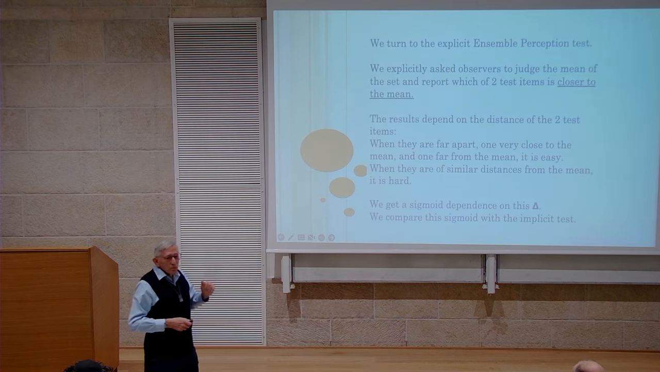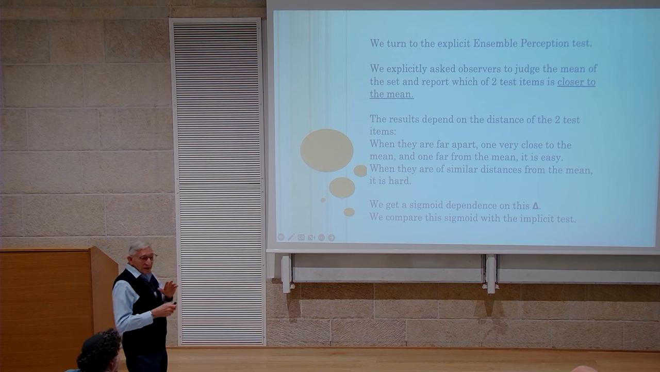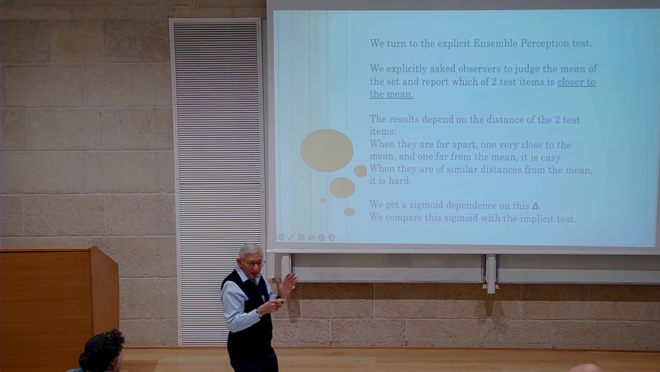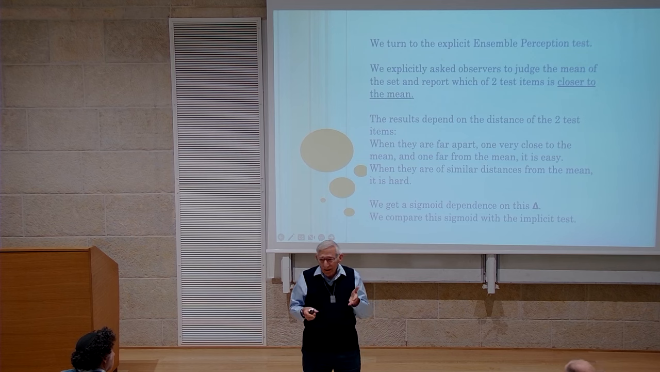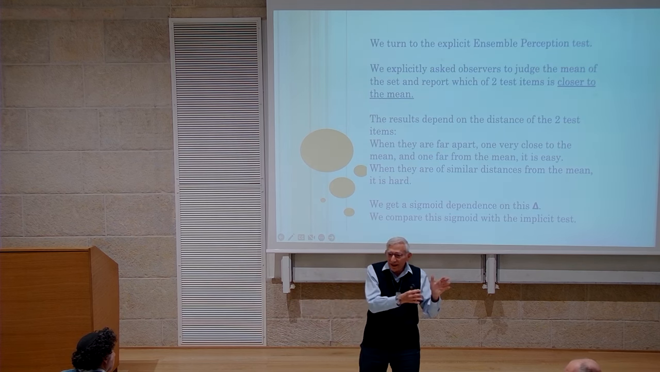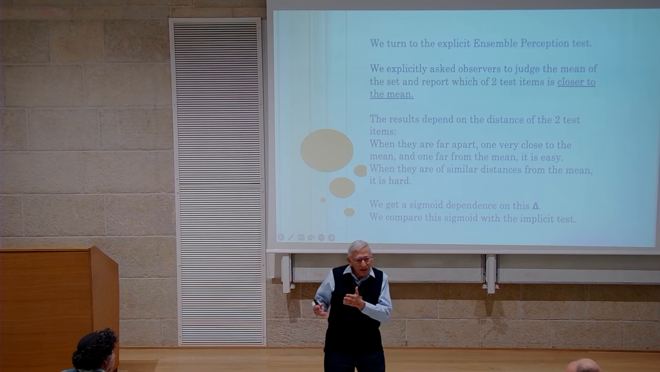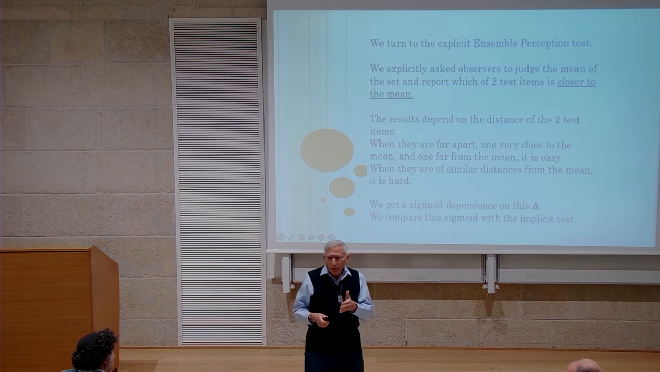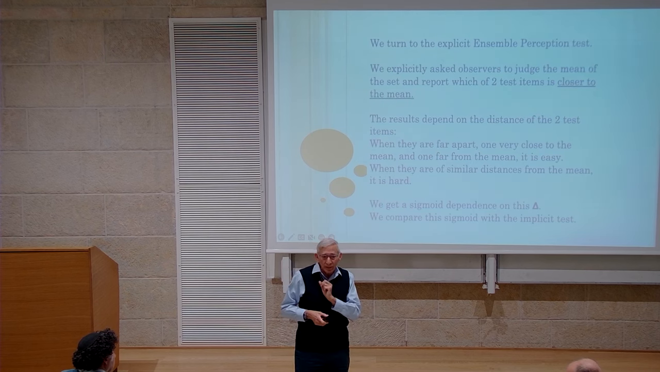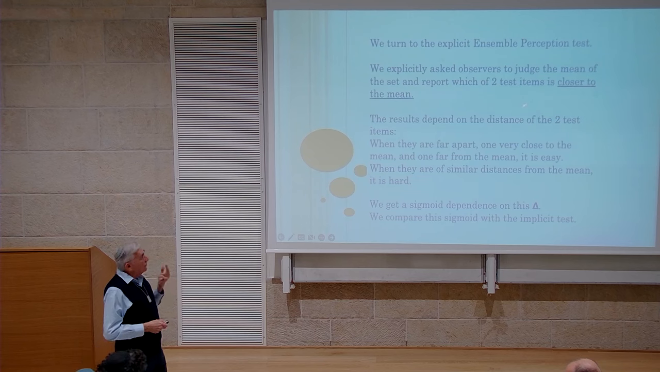Okay. So now we're going to move to the explicit tests. For the explicit tests, we ask observers to judge the mean of the set and to tell us that they've seen the same series. Only this time, we're going to tell them, look at these things and think about the mean. And of course, we do these tests after we did the test of the implicit. Because for the implicit, we never mention the mean. We never tell them to look for the mean. Now we're going to do it explicitly. Say, look at these things now. It's going to be something about the mean. Look at the mean. And then when you see these two test items, which one is closer to the mean? And the results will depend on the distance of the two test items.